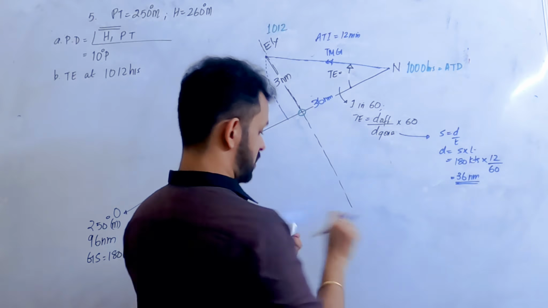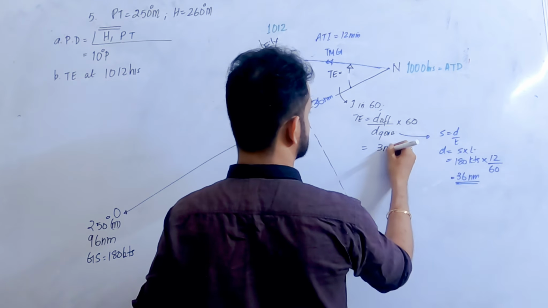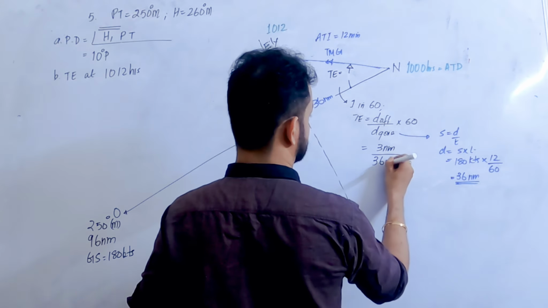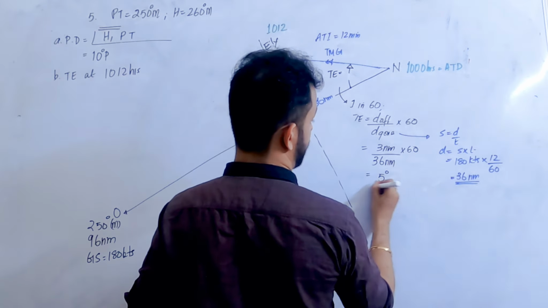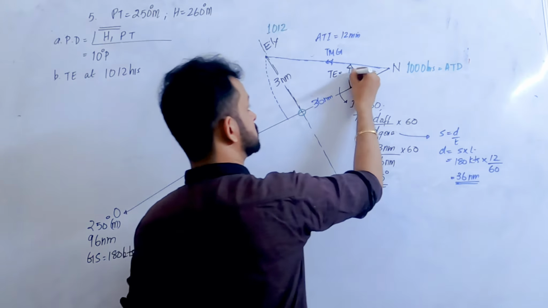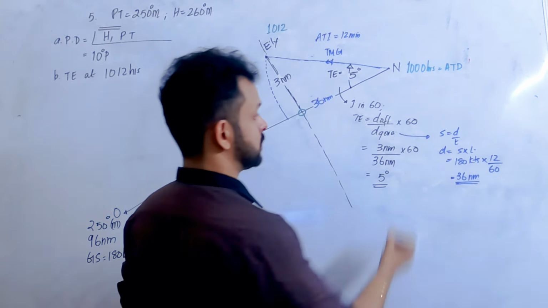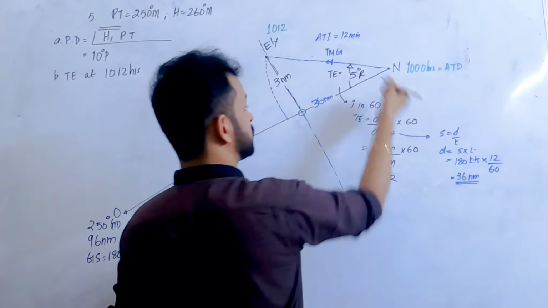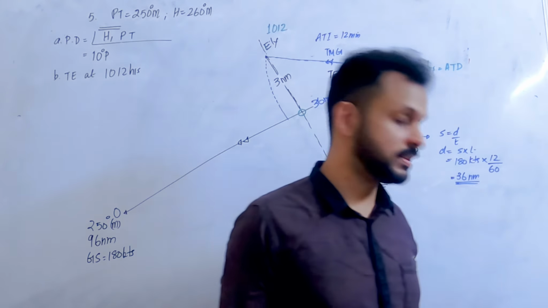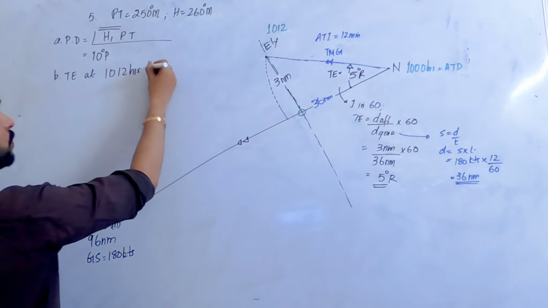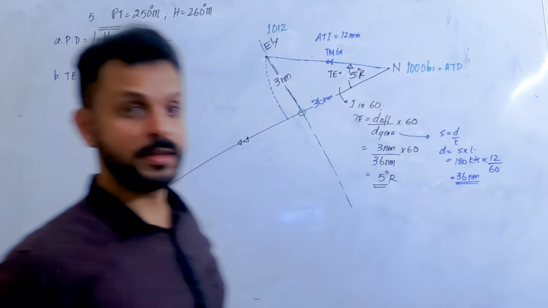So what is the track error now? My distance off is 3 nautical miles, divided by 36, multiplied by 60. It is giving me 5 degrees. So 5 degrees towards the right. Very good, because the track made good is right of the planned track. So what is the question? You were asked to find the track error at 10-12. So the track error at 10-12 is 5 degrees right.